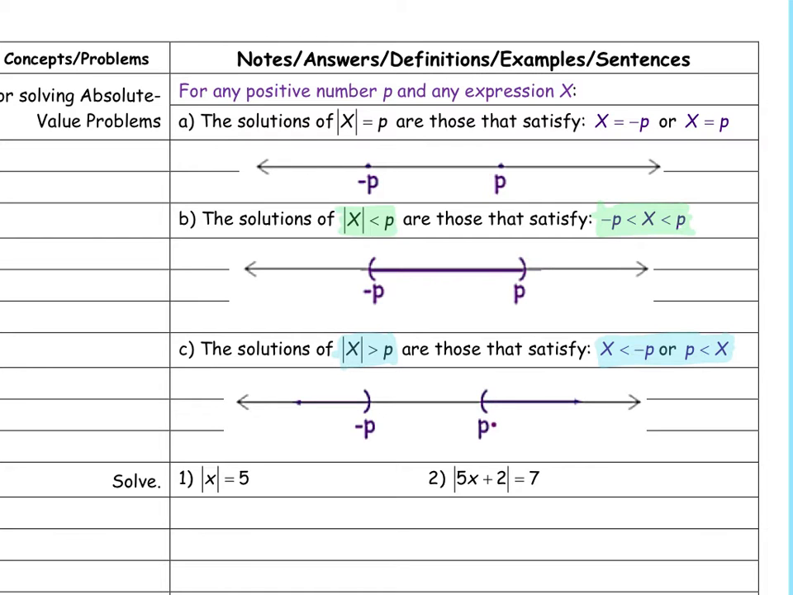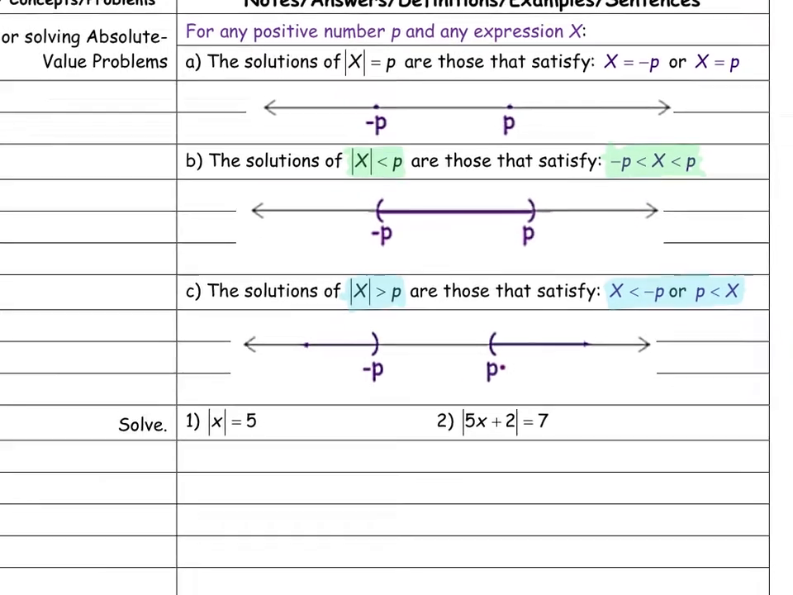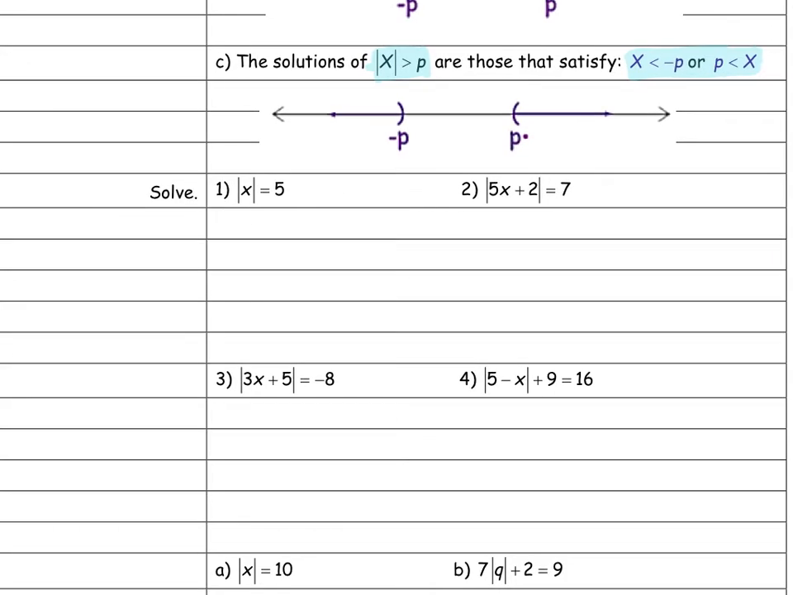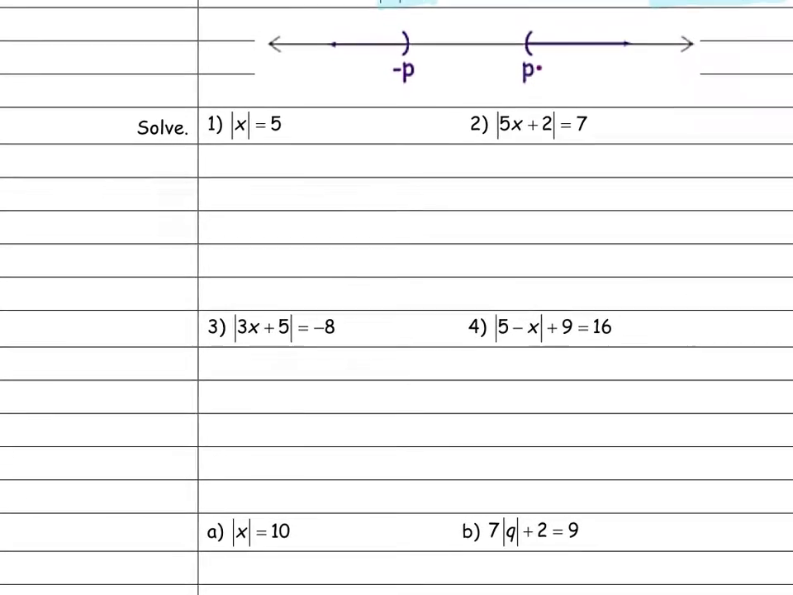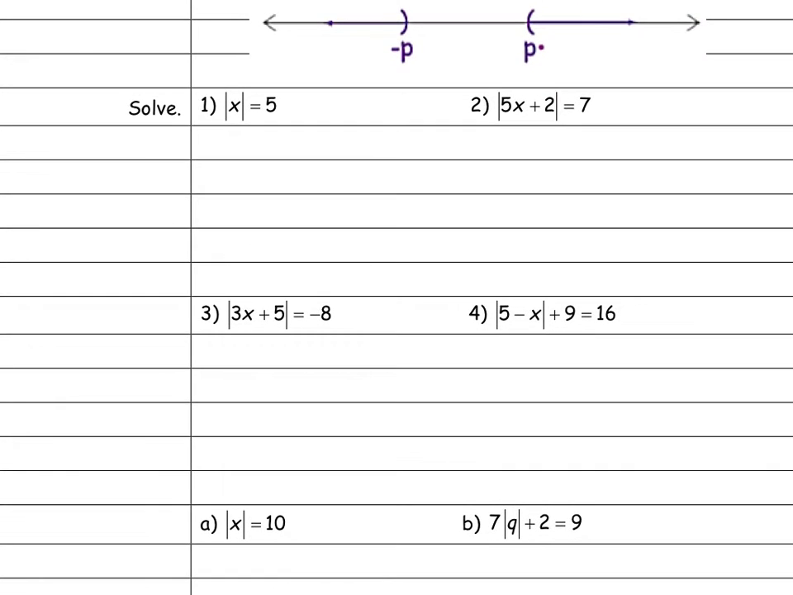Okay, so here we go. We're just going to solve these. With absolute value, I want to make sure the absolute value and everything that's inside it is by itself first. So if there's anything added or multiplied, I have to take care of that first. In this first equation, it's fine. It's just the absolute value of x equals 5.